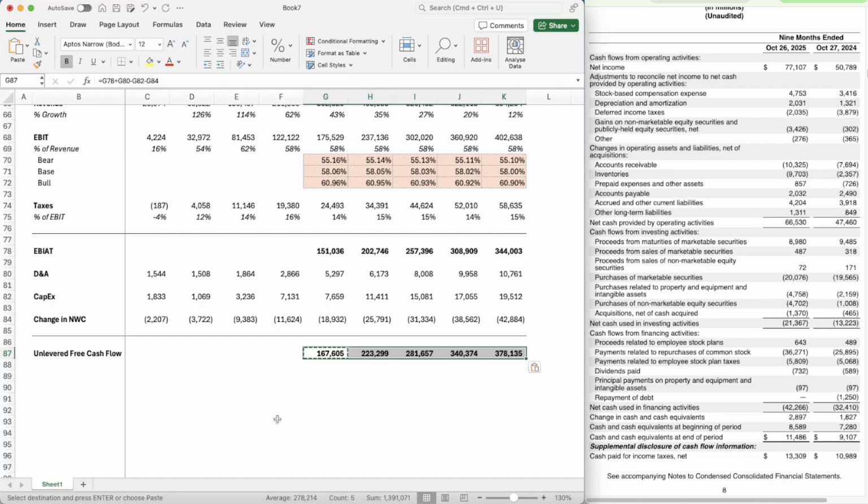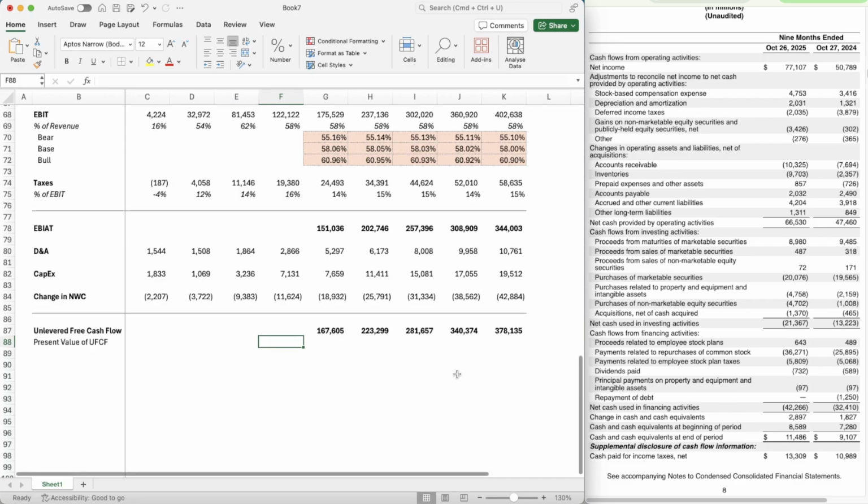And we forecast those out. So over the next few years, next year will be about 167 billion in free cash flow, going up to 220, 280, 340, and nearly 380. What we want to do now is work out the present value of those future cash flows, because of the concept of the time value of money. $1 today is worth more than $1 tomorrow, due to things like inflation and the risks of those cash flows not actually being generated.